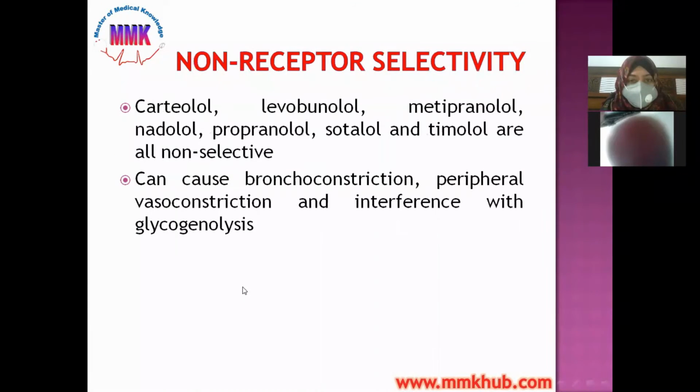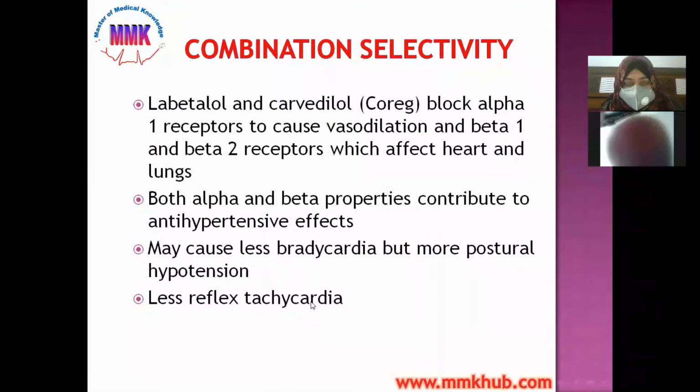And for non-selective receptor blockers, you can see that carteolol, levobunolol, metipranolol, nadolol, propranolol, sotalol, and timolol are all non-selective, and they can cause bronchoconstriction, peripheral vasoconstriction, and interfere with glycogenolysis. So first we studied the selective beta blockers, then the non-selective ones, and now we're going to study the combination selectivity. Combination selectivity means the drugs which work on both alpha and beta receptors.